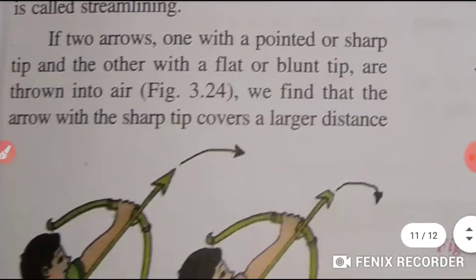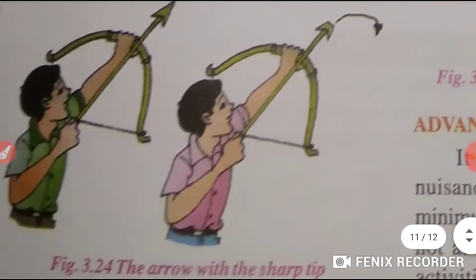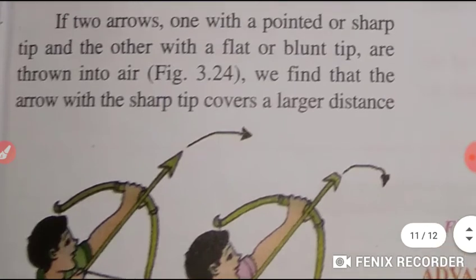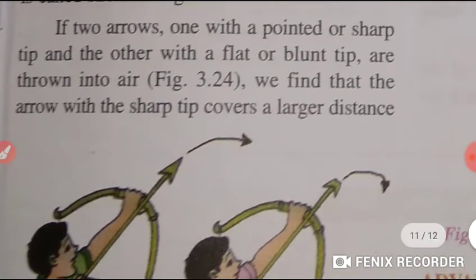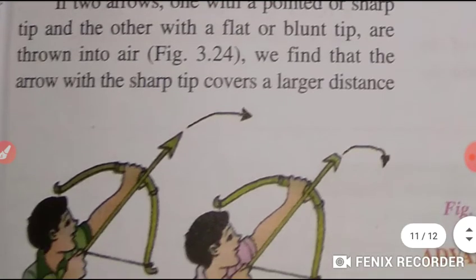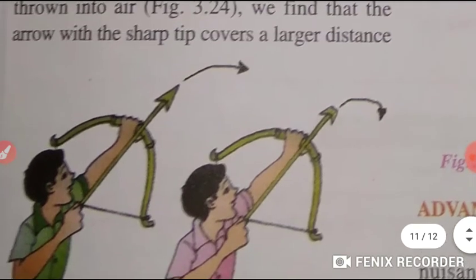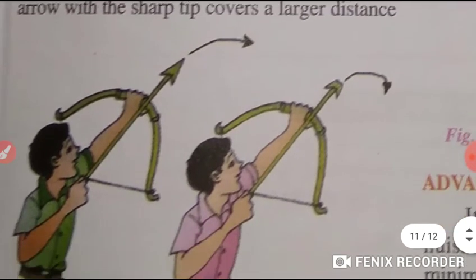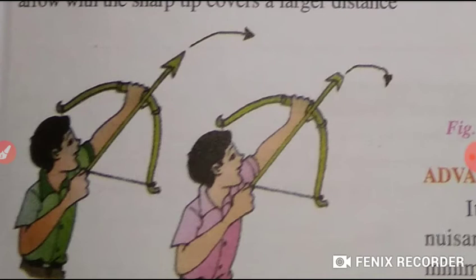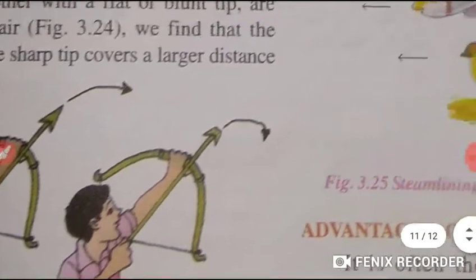If two arrows are there, here I will show you in this diagram, one having a pointed or sharp tip and the other having a flat or blunt tip, and they are thrown into the air, what will happen? We will find that the arrow with the sharp tip covers a larger distance in air than the arrow with a blunt tip, right? What is the reason behind that? The reason is that the sharp arrow experiences less friction in air than the blunt arrow.